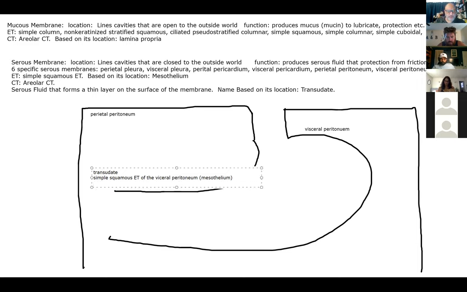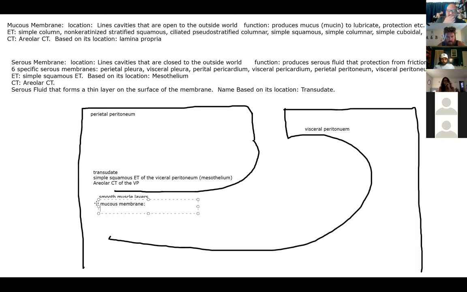That sits on top of an areolar connective tissue of the, and I'll just abbreviate it this time, visceral peritoneum, because I've already written it out once. That then sits on the smooth muscle layer. Really layers, it turns out there's three of them, of the stomach. And then underneath that, lining the lumen of our stomach is going to be our mucous membrane.